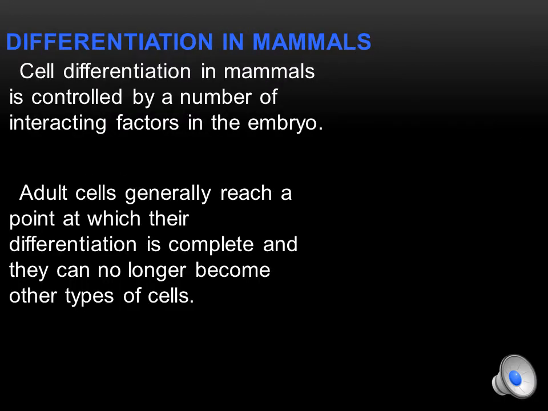Now differentiating in mammals is a little bit different. It's controlled by different factors in the embryo. And once an organism becomes an adult, usually that's when the differentiation stops and is considered complete.